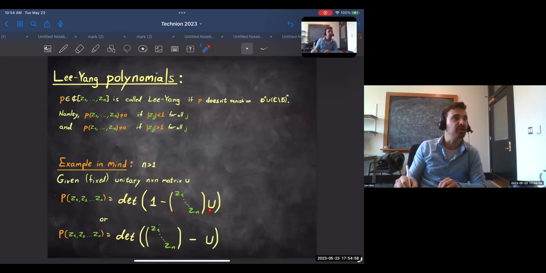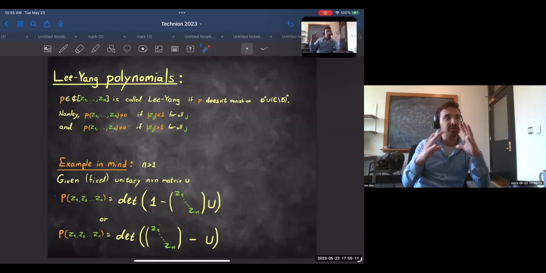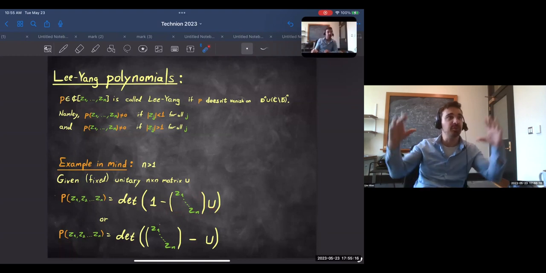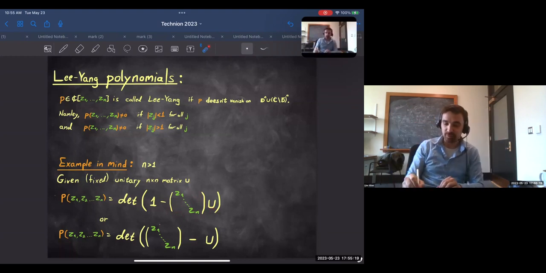This is unitary, so all of its eigenvalues are on the unit circle. And if I plug in a diagonal matrix where all of the entries are of absolute value smaller than one, then it's contracting. So it would take all of the eigenvalues from the unit circle inwards. None of the eigenvalues will be equal to one, so this thing cannot vanish. The same happens if I put here all of these coordinates of absolute value bigger than one. So this is an example of a Lang polynomial.